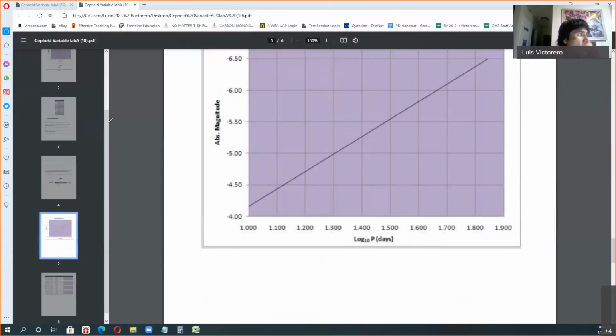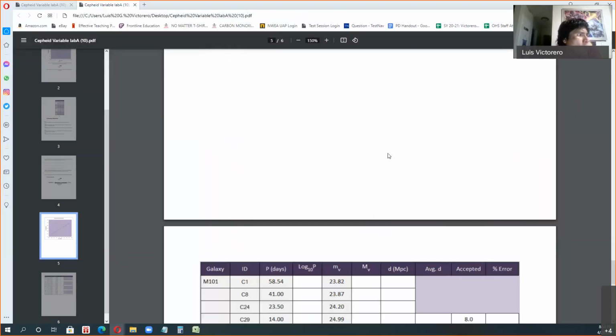You may want to use a ruler, but you can always use a pen. 1.77 is an estimate. 1.75 is around here, and 1.77 should be around here. So I trace a line, another line. Actually, it's almost in the middle, right? So 6.3, 6.25. So that value that I found for 1.77 will go here.